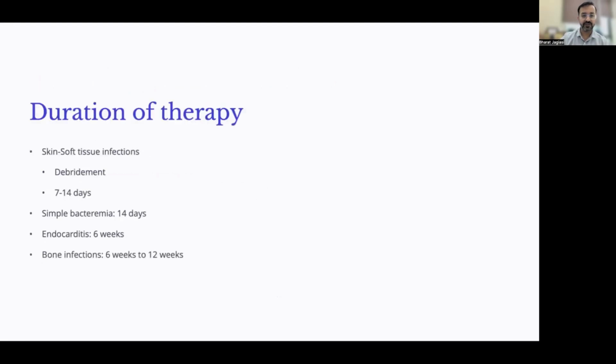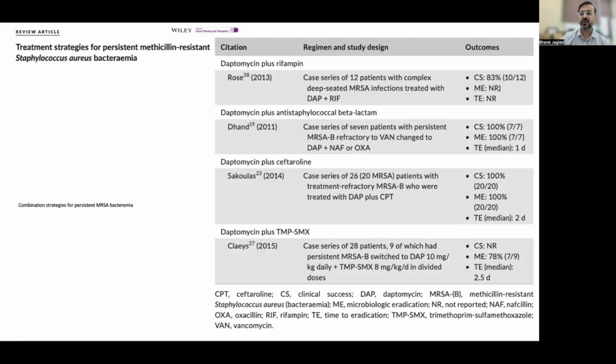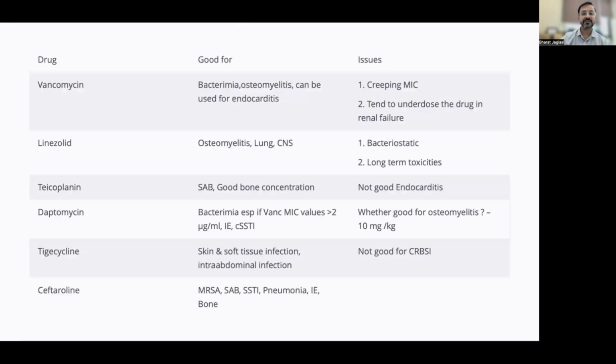in terms of treatment failure. Duration of therapy is very important because in skin and soft tissue infection, we need debridement. Duration could be 7 to 14 days. In bacteremia, it could be 14 days. In endocarditis, it has to go on for 6 weeks. And in bone infection, it has to go on for 6 weeks to 12 weeks.